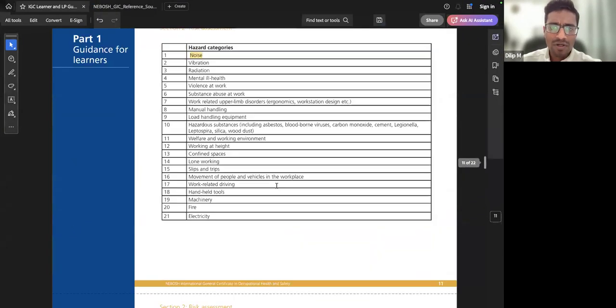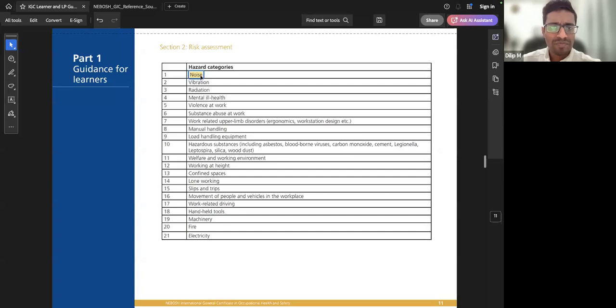Out of the 21 topics, you have options to choose one from element number 6. Okay. So again, the requirement is to select at least 10 different hazard categories from at least 5 different elements.